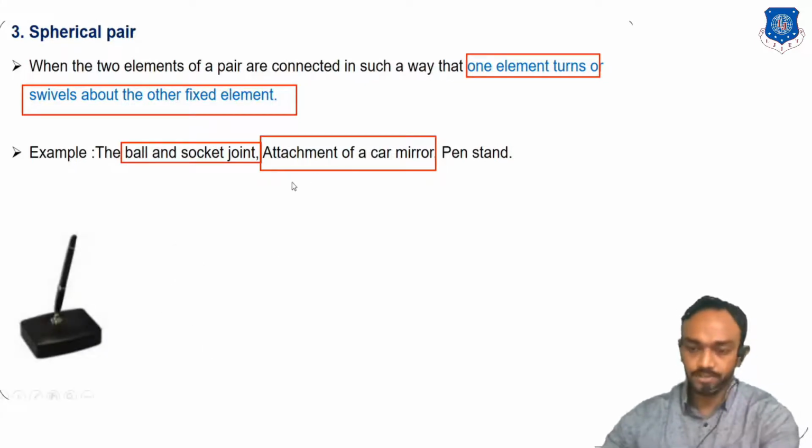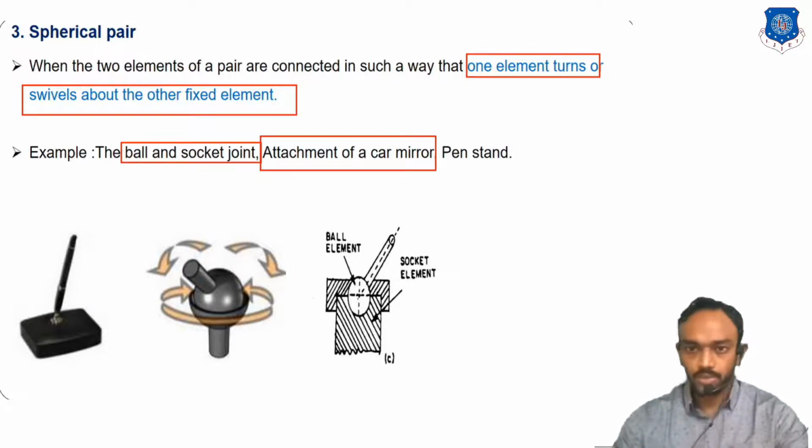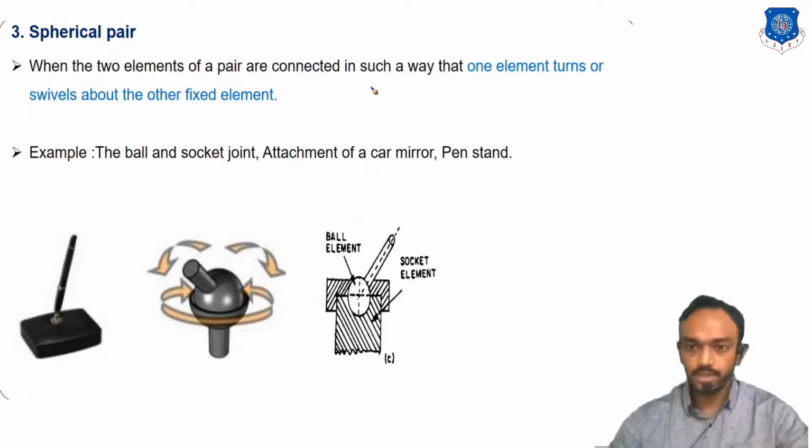Other examples are a pen stand, or a gaming joystick, which you can turn with respect to the base, where one sphere is swiveling in the other. And third is a ball socket joint. So these are examples of the spherical pair. Let's go to the next type.